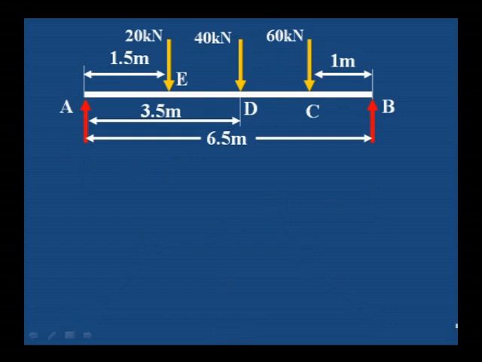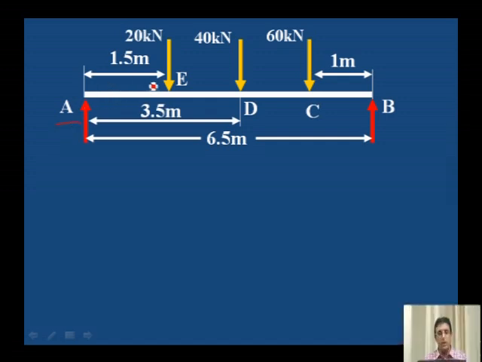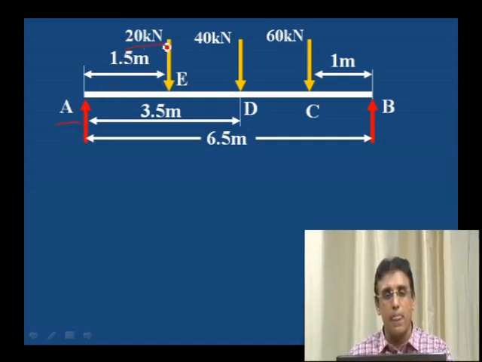Now let us consider 3-point loads. In the previous problem we considered 2-point loads. Here 3-point loads are acting on the beam. From A support, the left support, at 1.5 meter, 20 kilonewton is acting. From the left support, at 3.5 meter distance, 40 kilonewton is acting, and one more load, 60 kilonewton, is acting at a distance of 1 meter from the right support. We consider the 3-point loads, and it is not symmetrical.